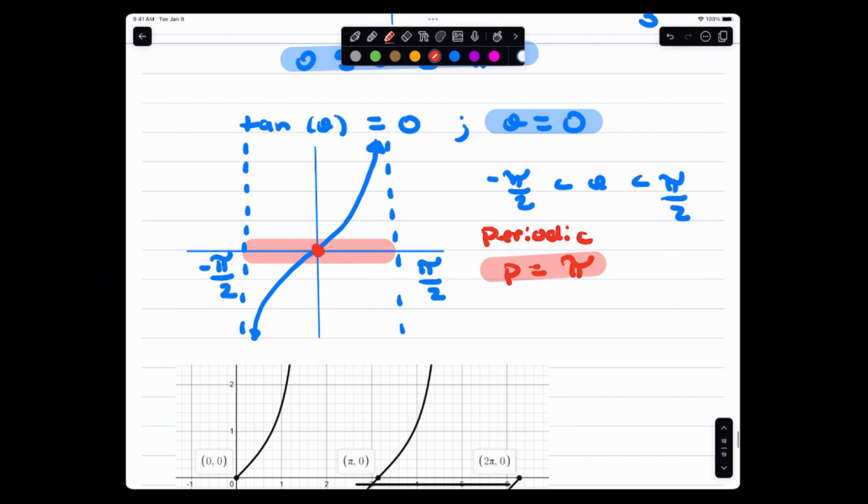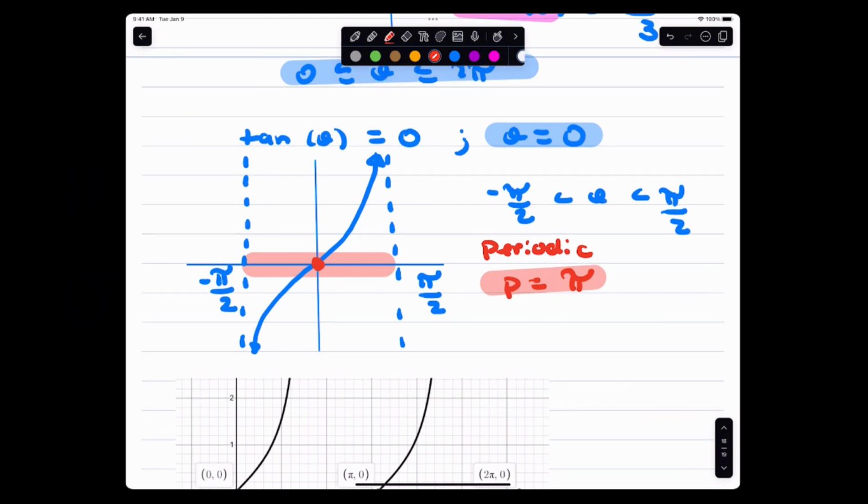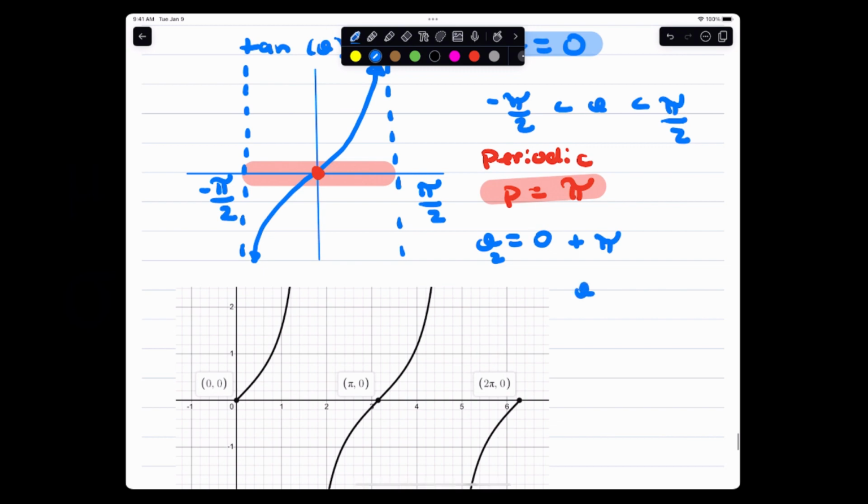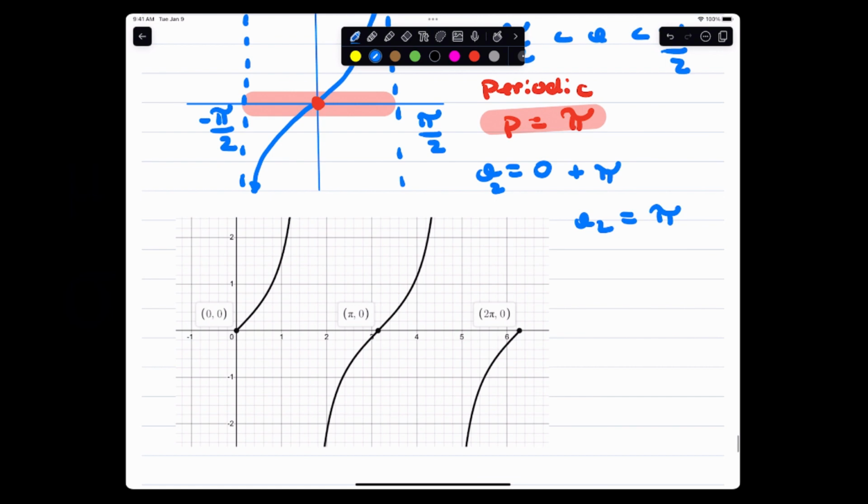So you might say, well, how do I do this if I don't have decimals? You know what you guys do? What does that periodic mean? Period being pi. If I take 0 degrees and I add pi, here's my first solution. How do I get the second solution? 0 plus pi is pi. There's your second solution. How do we get the third solution? Take pi and add the period. Okay, you're adding the period here. And so the third solution is now going to be what?